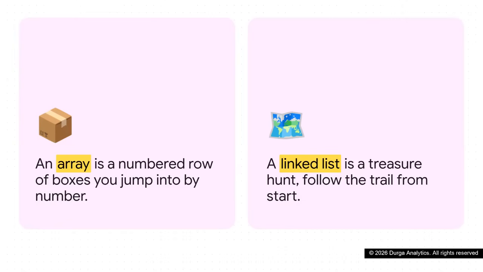Think of an array like a numbered row of post office boxes. If you need box number 5, you just walk straight up to it, right? Instant access. But a linked list? A linked list is basically a treasure hunt. Each clue, which is the node, holds a prize, your data, and tells you where the next clue is hidden, the pointer. You absolutely must follow the trail from the very start. There's no way you can just skip to the 5th clue without visiting the first 4.